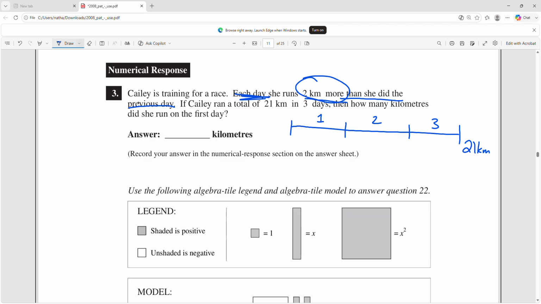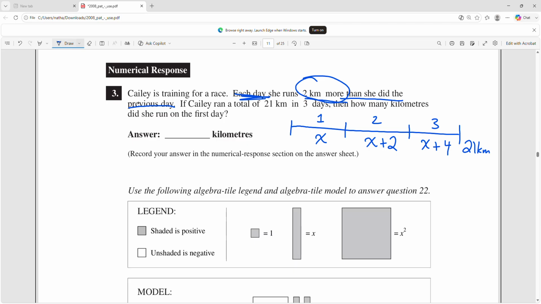So how about we do this? We don't know how much she ran on the first day. They don't tell us that, but she ran that much. So let's say she ran X kilometers. The next day she ran 2 kilometers more than the day before. The day before she ran X kilometers. 2 kilometers more would be X plus 2. So on the third day, she ran 2 more kilometers than she did on the second day. Well, the second day was X plus 2. If we add 2 more to that, that'd be X plus 2 plus 2, which would be X plus 4.